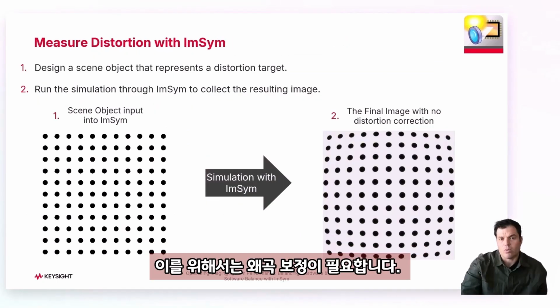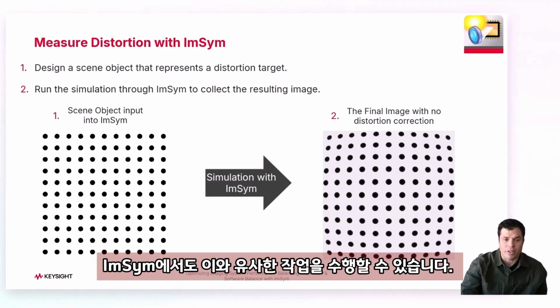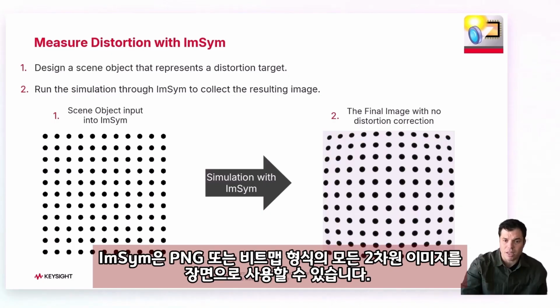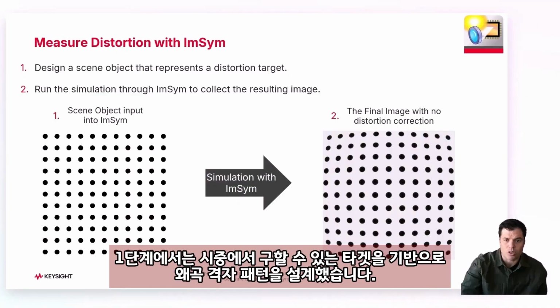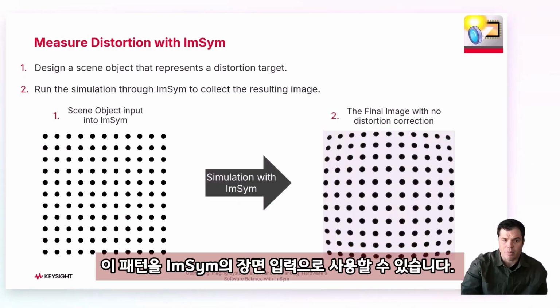In order to do this, we'll need a distortion calibration. In a hardware environment, we would select a distortion target and take it to the bench and collect an image on the camera to measure the distortion. We can do the equivalent in ImSym. ImSym can accept any two-dimensional image in the form of a PNG or bitmap image. So in step 1, we designed a distortion grid pattern based on commercially available off-the-shelf targets. We can use it as a scene object input into ImSym.